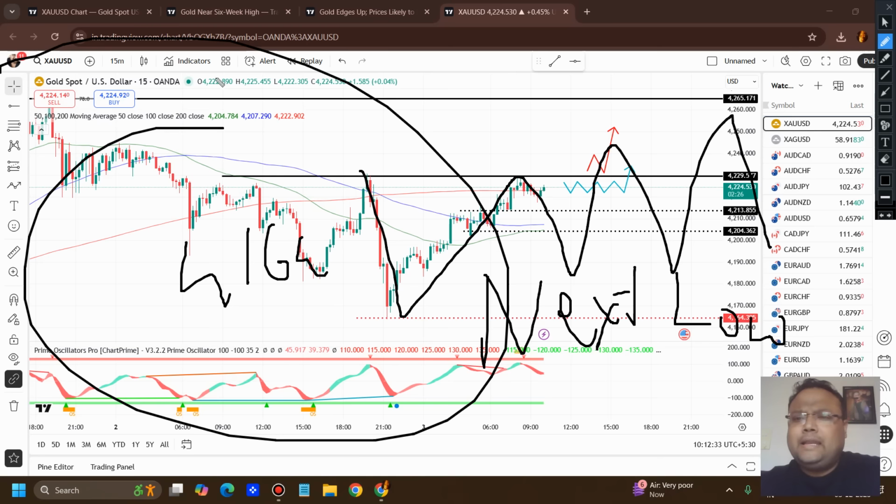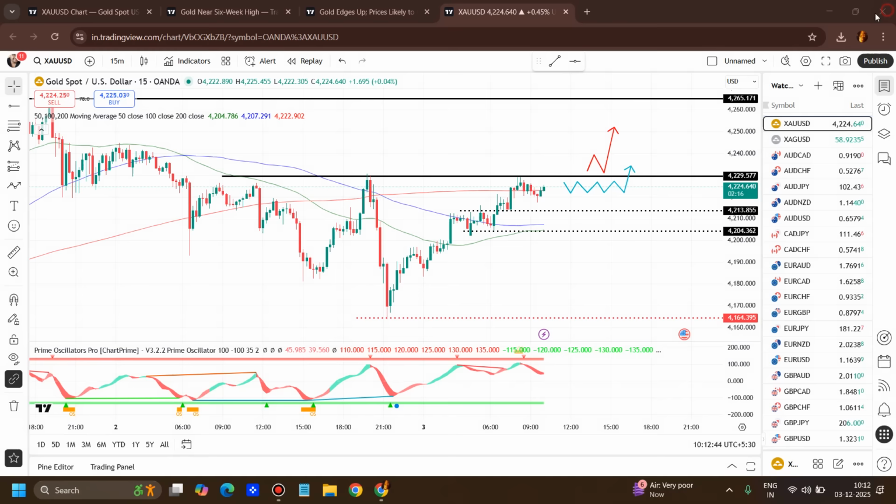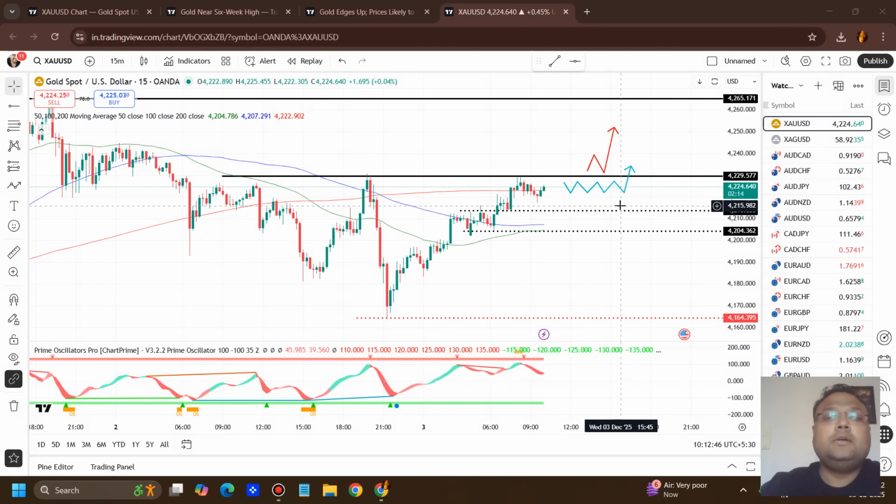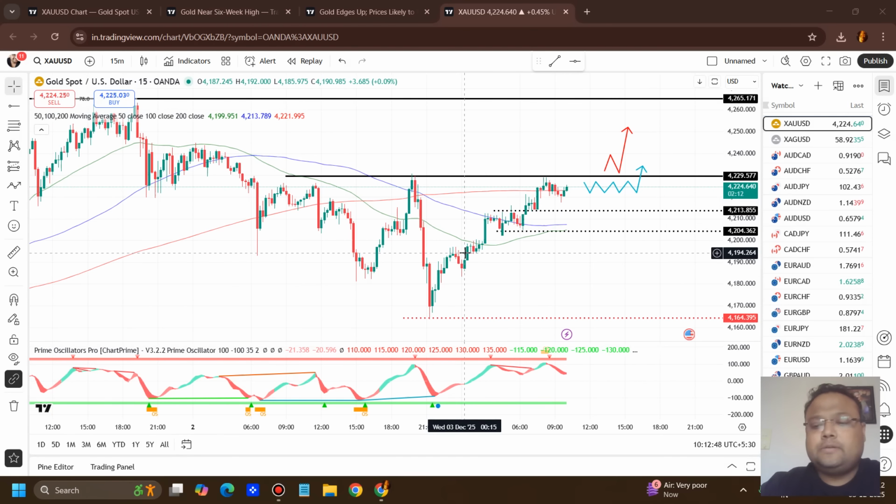And I think the next range of gold will be 4300 and 4160. This may be the next big range of gold, but yes, this is going to be the range of gold here. So where are the trading opportunities then?